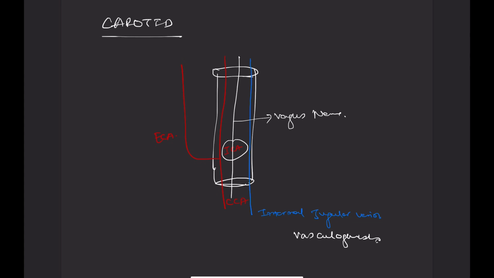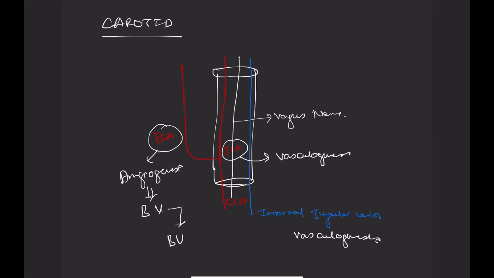And the common and internal carotid artery also come from vasculogenesis, and the external carotid artery comes from angiogenesis. What do you mean by angiogenesis? Blood vessels which come from another blood vessel. Blood vessels coming from another blood vessel is called angiogenesis.